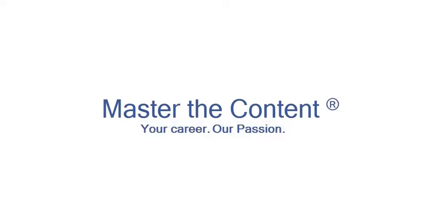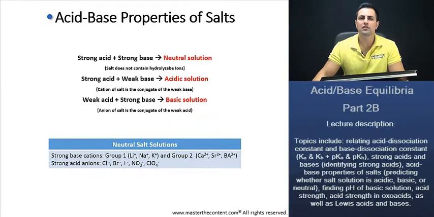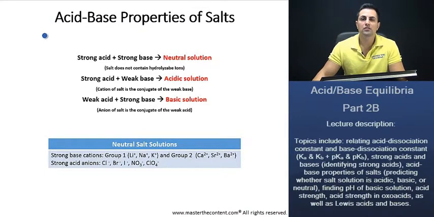Acid-base properties of salts. So firstly, what is a salt? When you have an acid neutralizing a base, the resulting ionic compound that's formed is the salt. Furthermore, a salt can also be an acid, a base, or it could be neutral. It could be acidic, or it could be basic.